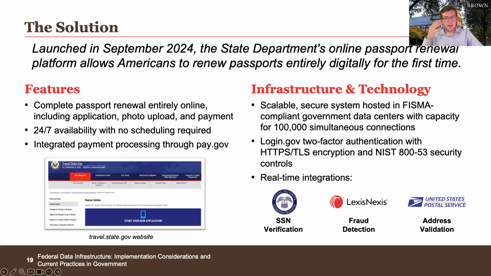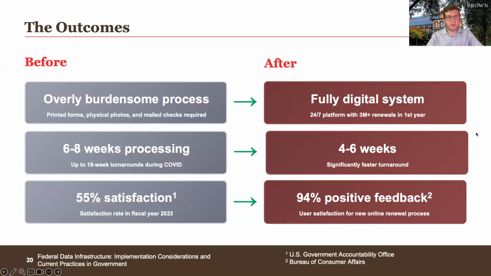So for Social Security number verification, they integrated with the SSA, that's the Social Security Administration. For fraud detection, they integrated with LexisNexis, that's actually a private company. And then for address verification, they integrated with the Postal Service. So really interesting solution that they implemented here. They also did this in about 18 months, which actually is pretty fast, I would say. Yeah, so let's see how it worked out.